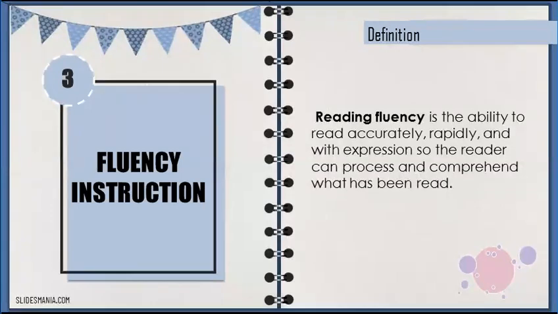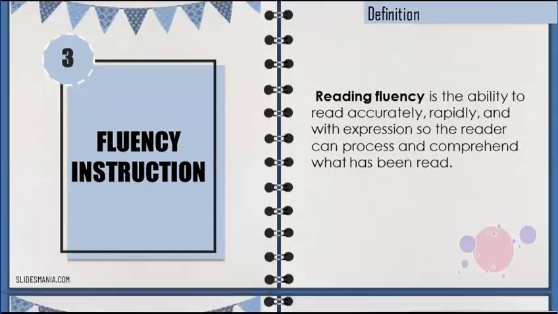The third component of reading that we'll discuss is the reading fluency. Reading fluency is the ability to read accurately, rapidly, and with expression so the reader can process and comprehend what has been said. So fluency is the ability to read accurately and quickly. So fluent readers recognize words quickly and can read them simultaneously. So fluent reading is essential for comprehension.